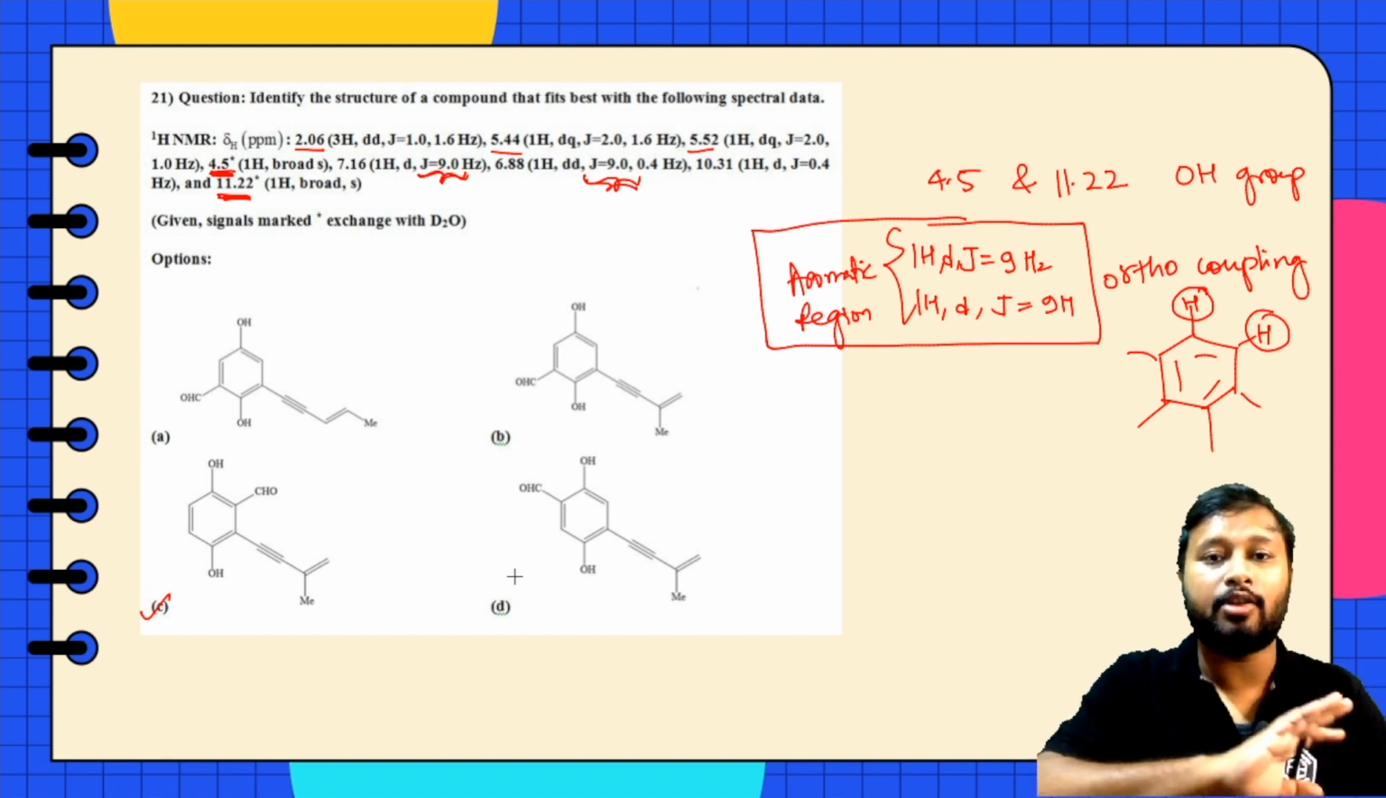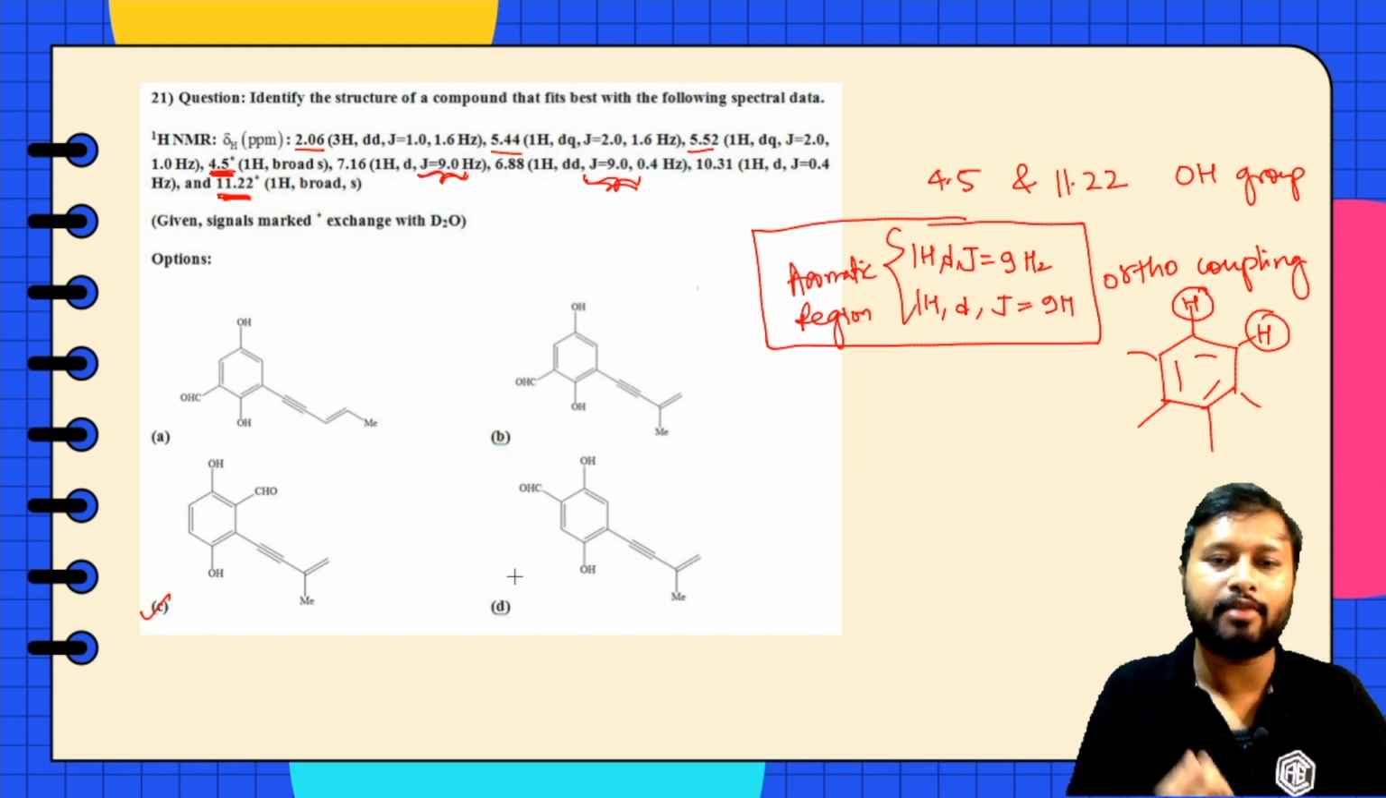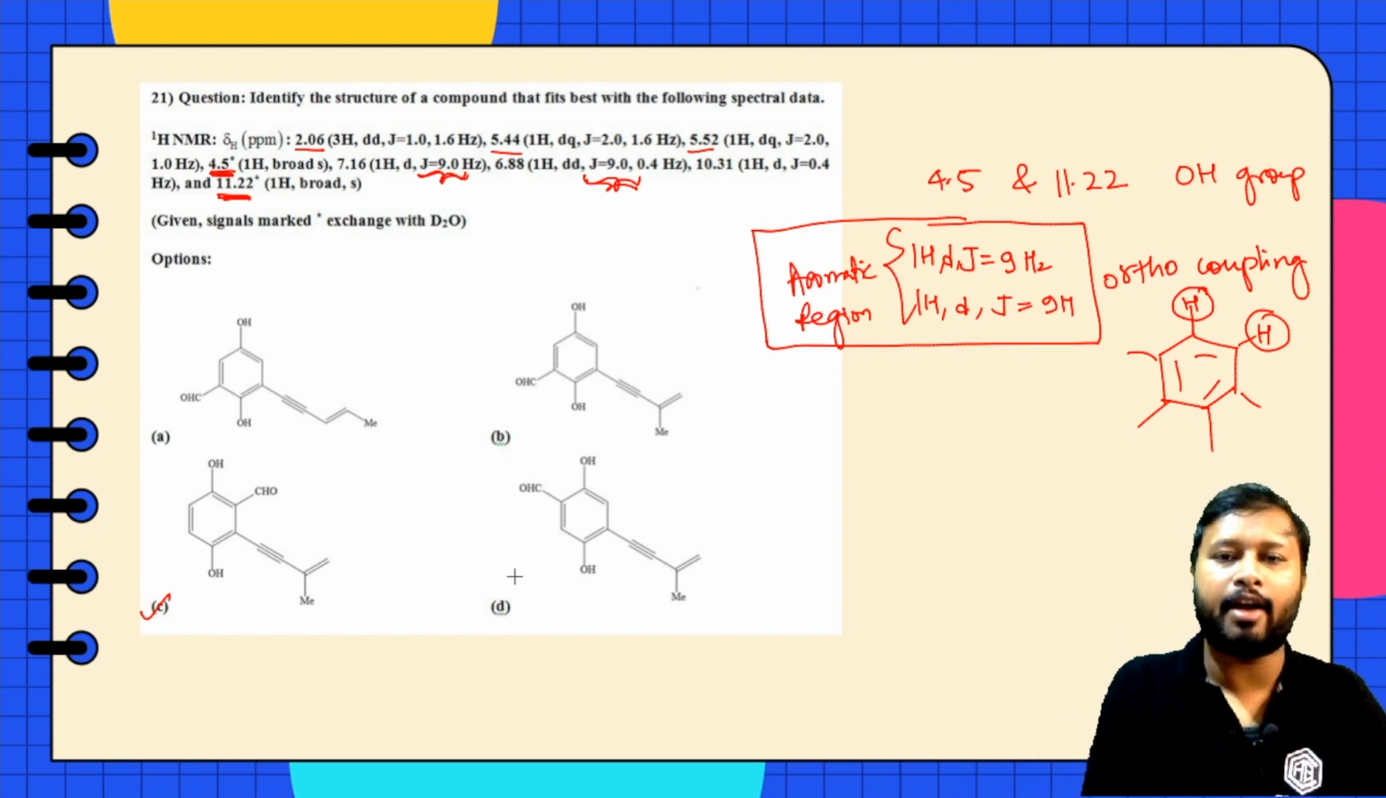You see, so much NMR data was given, so many things to analyze, but with the help of just one thing you have reached the correct answer. You don't have to assign each and every peak, but still I'll explain how you can assign the other peaks as well. So if you look at 10.31, 1 hydrogen, D and J equals 0.4 Hertz, this is because of the CHO group. This is the CHO group, and 10.31 is the value you are going to get for this. Now talking about 2.06, 3 hydrogen, doublet of doublet, that's because of methyl.